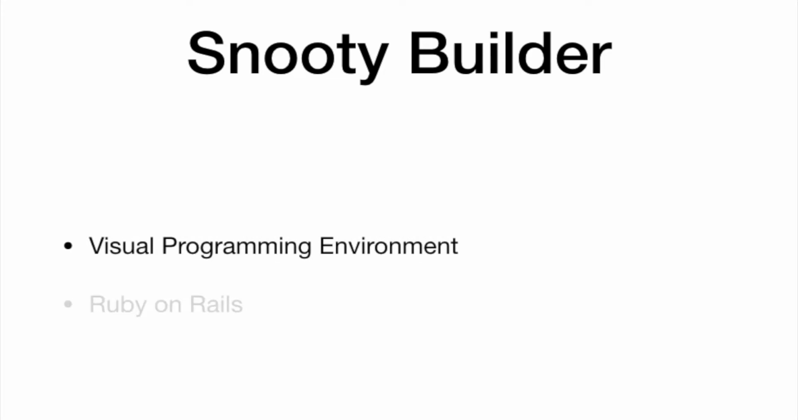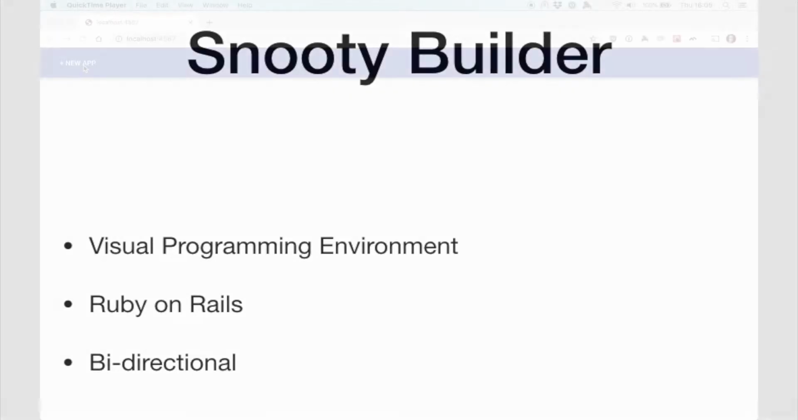Hi, I want to give you a quick demo of Snooty Builder. Snooty Builder is a visual programming environment. Under the hood, it generates Ruby on Rails code. However, unlike other visual programming environments, Snooty Builder is bidirectional. This means it can change generated code later on, even if a developer has made their own changes in the meantime.